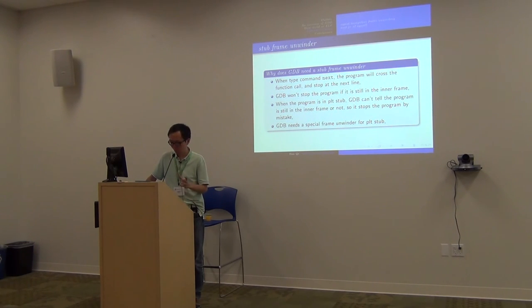So the GDB may make a mistake and stop the program, something like that. So we have to add help to teach the GDB to understand the PLT stub frame. So we have to add a new stub frame unwinder for this case.